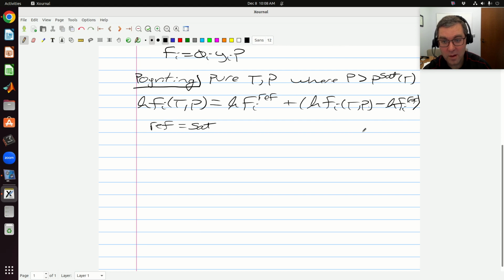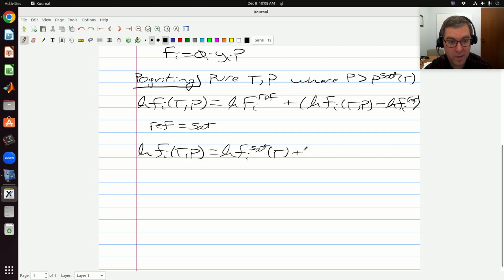So what I end up with is log fugacity of pure component i at T and P is equal to the log fugacity of component i at saturation, at the same T, plus my deviation term, which I'm going to write as log fi at T and P minus log fi sat at T.